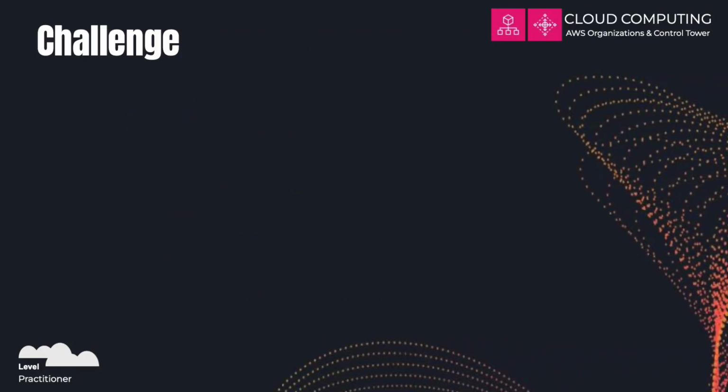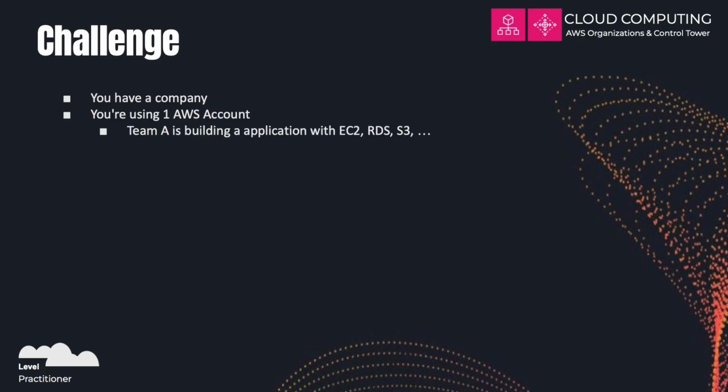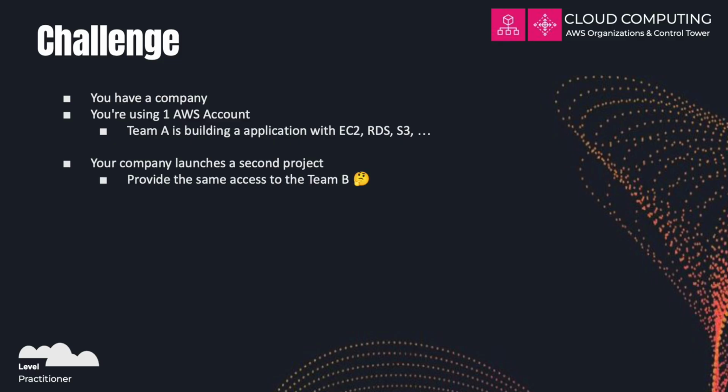Now, imagine this simple scenario. You have a company, and right now you're using one AWS account. Inside that account, your first team is building an application with some EC2 instances, a database, maybe an S3 bucket. Life is simple. Then your company launches a second project. A quick and easy approach would be to just create more resources in the same AWS account and give the new team access there as well.